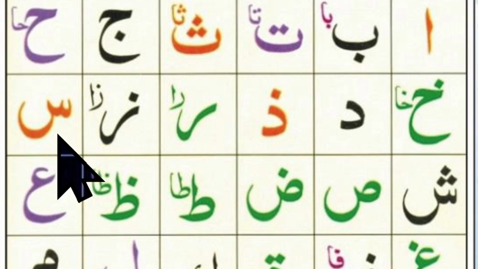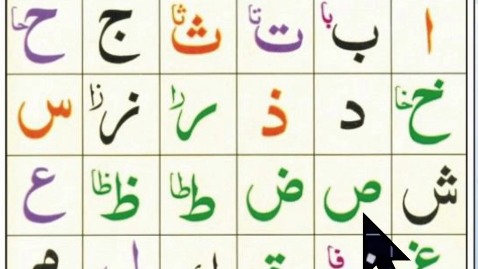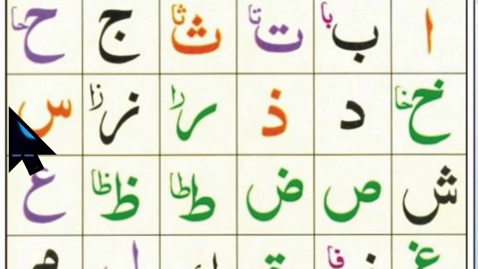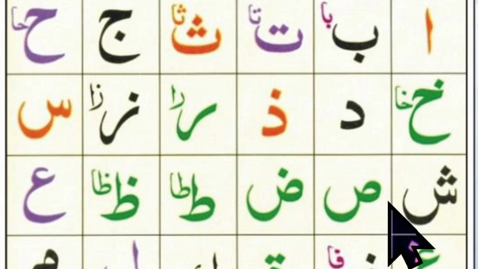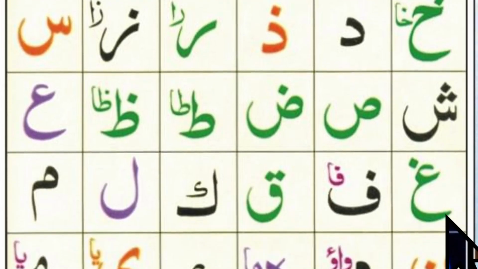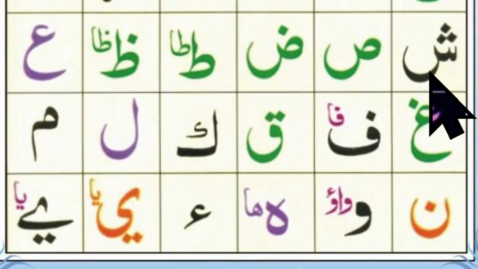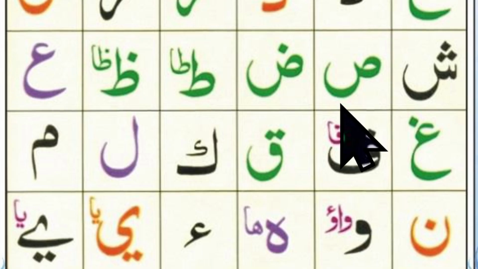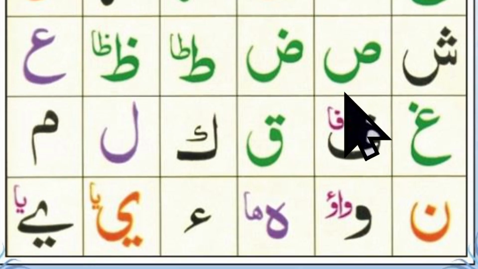And the next pair: the next one is called Seen, and the next one is Sheen. Seen has two curves and is almost a circle, close to a circle, not a complete circle. So this one is Seen. And the next one with three dots on the top is called Sheen. So Seen, Sheen. Okay, and the next in order are four bold letters.